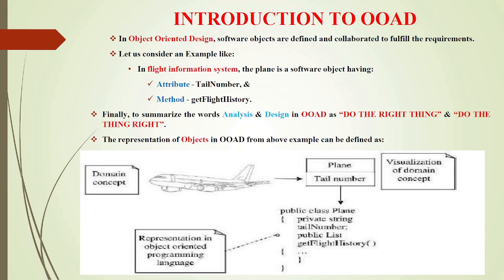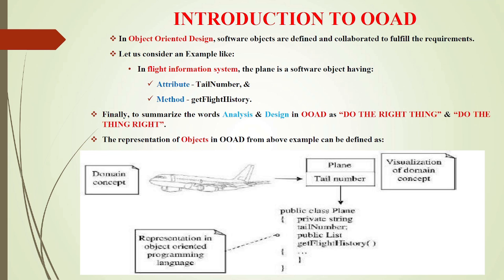Let us consider again your flight information system as an example. I'm taking the attribute as tail number and I'm using a method called get flight history. So what is the history of this particular flight in the last one week? From where did it travel, when did it travel, and how many rounds did it make? All those things are to be recognized, recorded, and retrieved whenever we require the flight history.